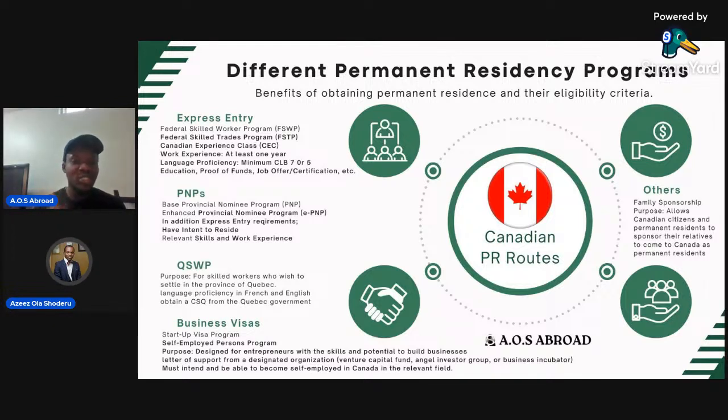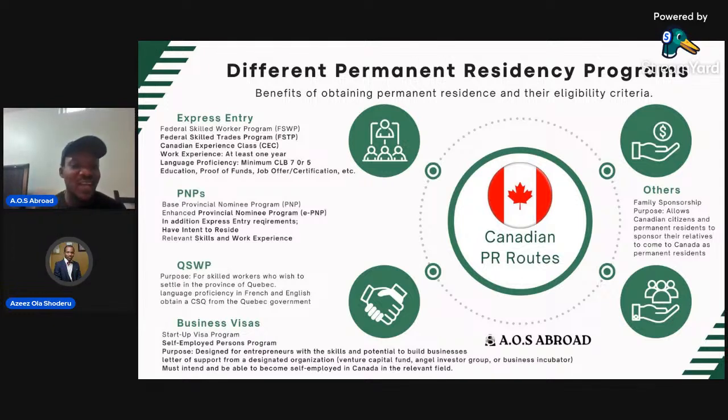The QSWP, which stands for Quebec Skilled Worker Program, is for skilled workers who wish to settle in the province of Quebec, and their language proficiency in French and English is assessed. They have to obtain the CSQ, Certificat de Sélection du Québec, from the Quebec government.